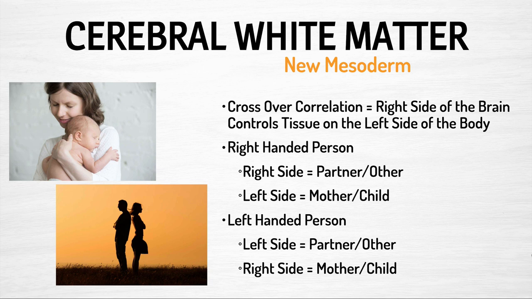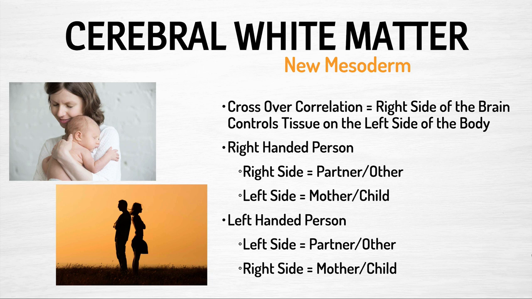Also, there is a crossover correlation. This is in the example that I gave a little bit ago about the right-handed person having a right-sided issue being associated with someone that's not their mother or child. A right-handed woman will hold her baby mostly on the left side so that her dominant hand is free to do other things. And so biologically, the left side is correlated with the mother or the child.